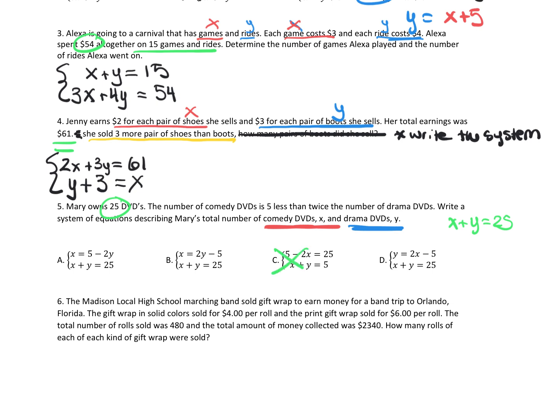Okay, and then that other funny sentence says the number of comedy DVDs. So comedy DVDs is my X. Let's try again. The comedy DVDs is X. Means equals. Comedy DVDs is 5 less than, so minus 5, twice the number of drama DVDs. Twice drama is Y. Twice the Y. So there's my other equation. X equals 2Y minus 5. Which is what I have right there. So letter B.